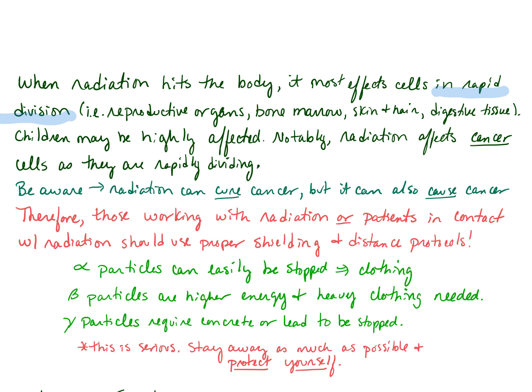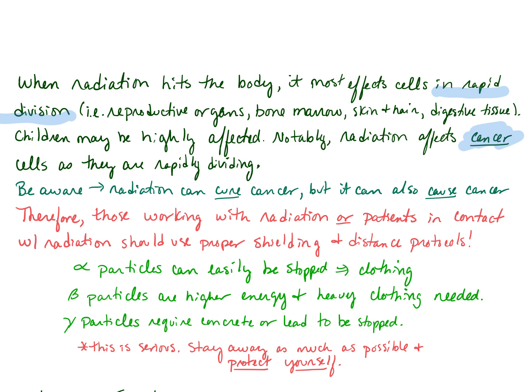Children can also be highly affected. Radiation affects cancer cells. Why? Because cancer cells are basically cells that are rapidly dividing uncontrollably. So by emitting radiation upon them, that in theory should help them not do that anymore, so it stops that. Something to be aware of that I think is kind of interesting is that radiation can cure cancer, but absolutely can cause cancer too. Why?